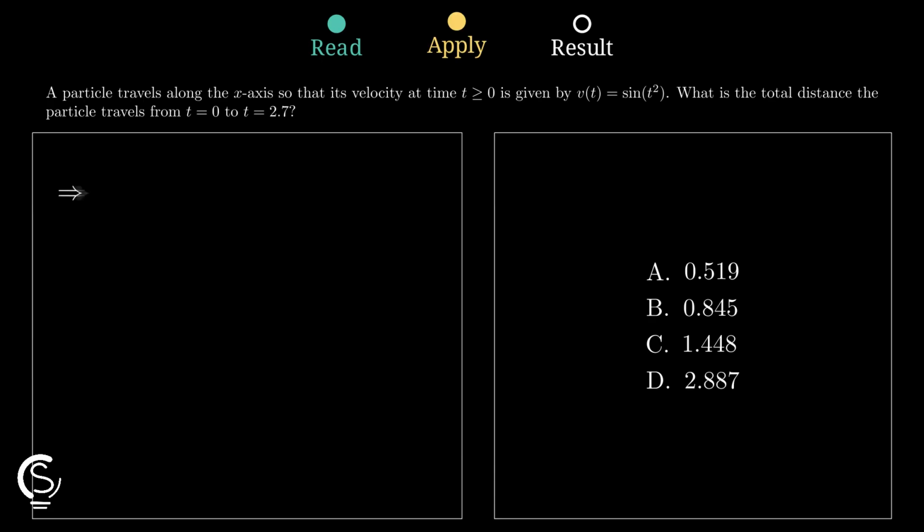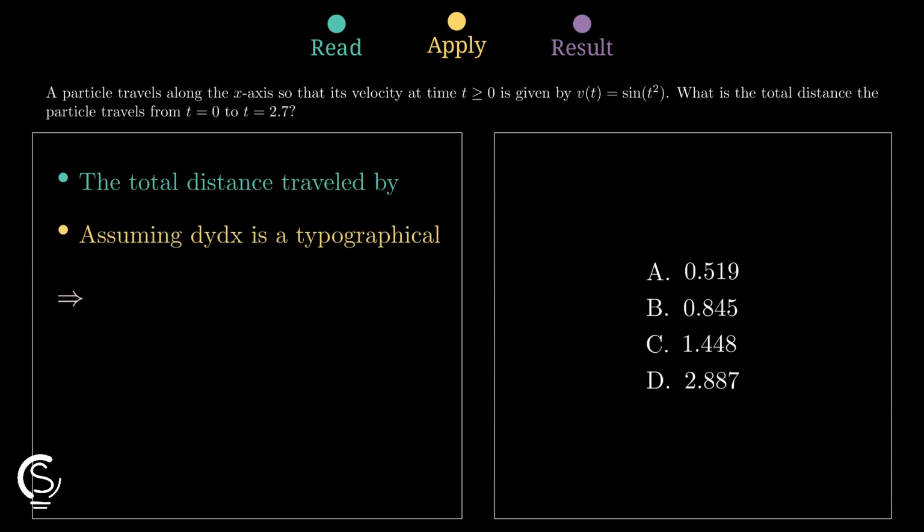Since the velocity function changes signs on this interval, the absolute value is crucial. Use your graphing calculator to compute this definite integral accurately to find the total distance traveled. The calculator gives us 1.448. This matches our third option perfectly. We have successfully found the total distance for this particle.